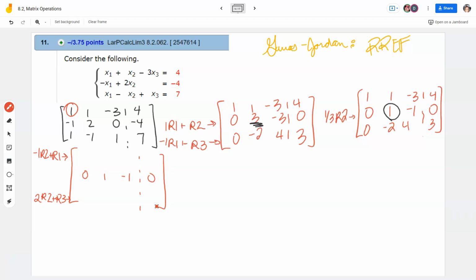Negative 0 plus 1 is just still 1. Negative 1 plus 1 is 0. Negative 1 minus 3 is negative 2. And 0 plus anything is still itself. 2 times 0 is 0 plus 0. Got it. 2 times 1 is 2, minus 2. 2 times -1 is -2, plus 4. And then 2 times 0 plus, well, 0 plus anything is itself.